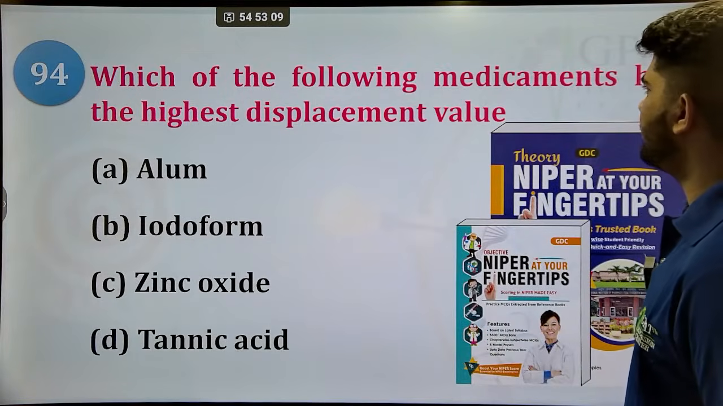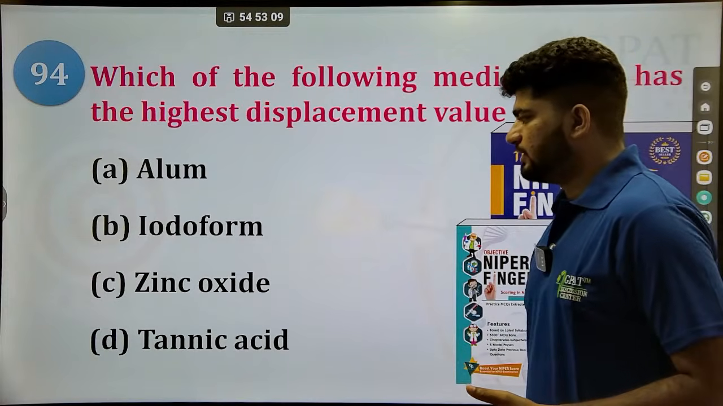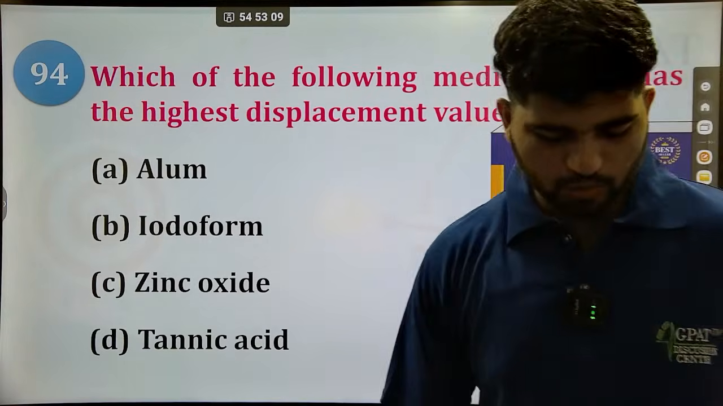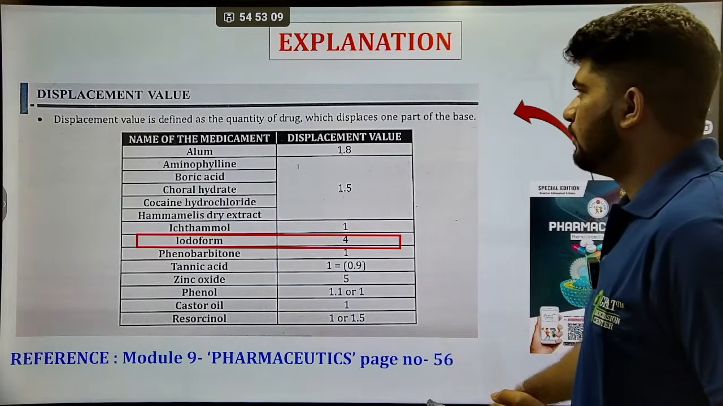Which of the following medicaments has the highest displacement value? Alum, iodoform, zinc oxide, or tannic acid? Highest displacement value over here. That is your iodoform, right?